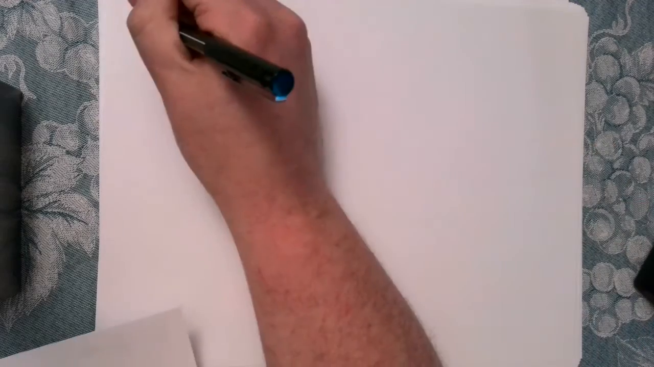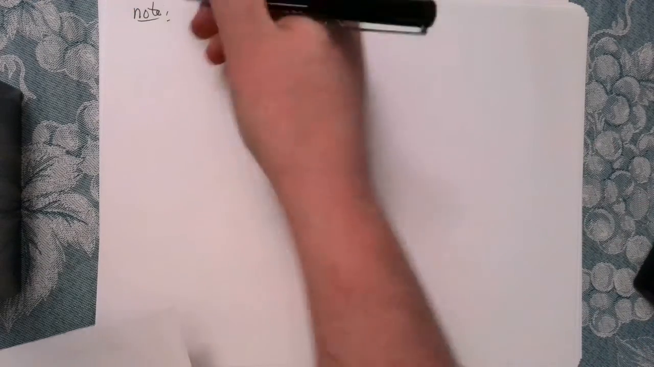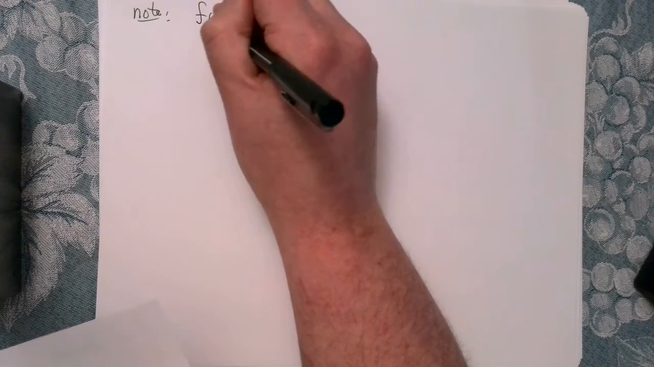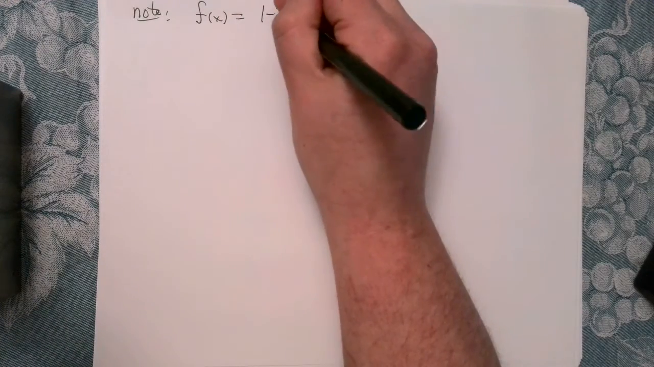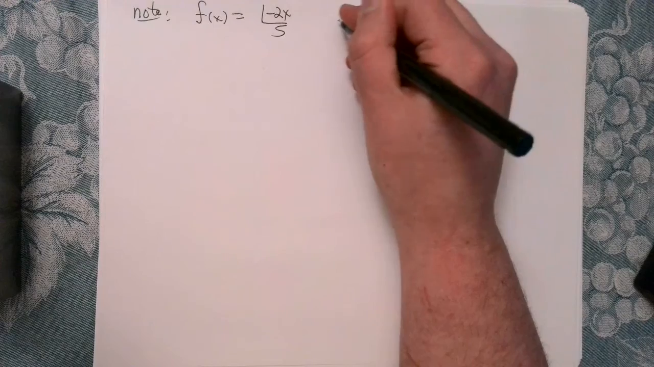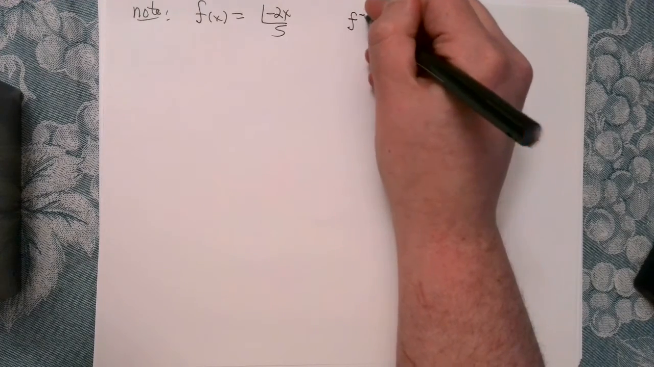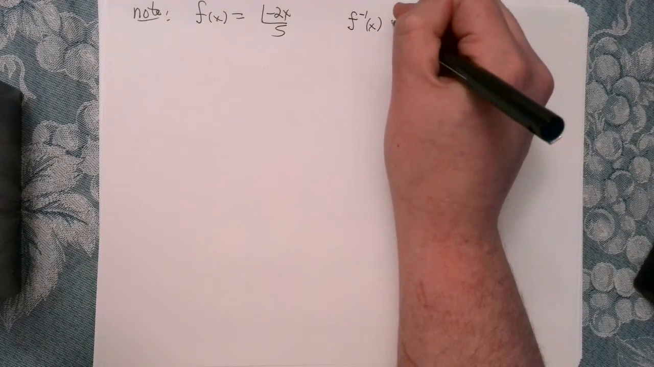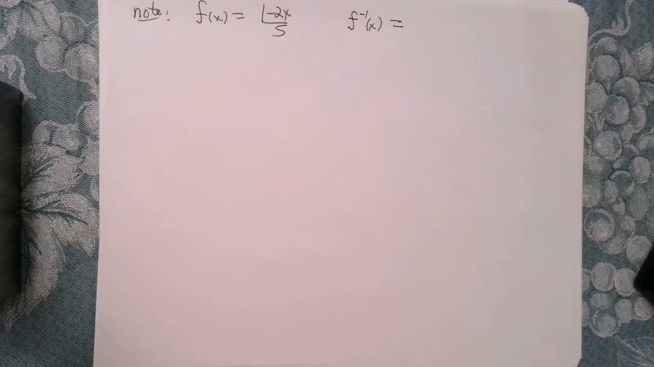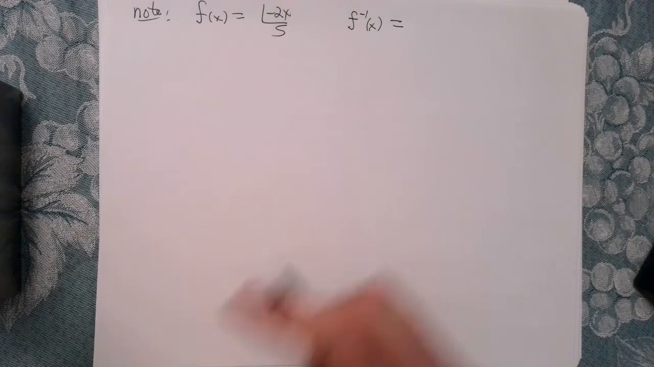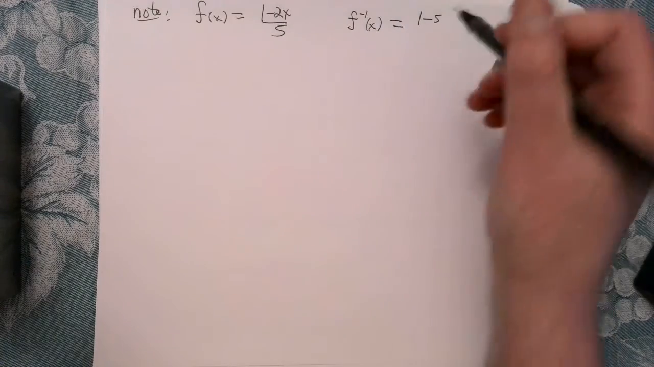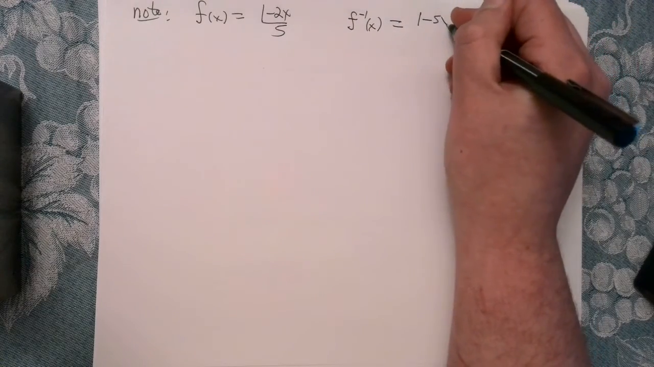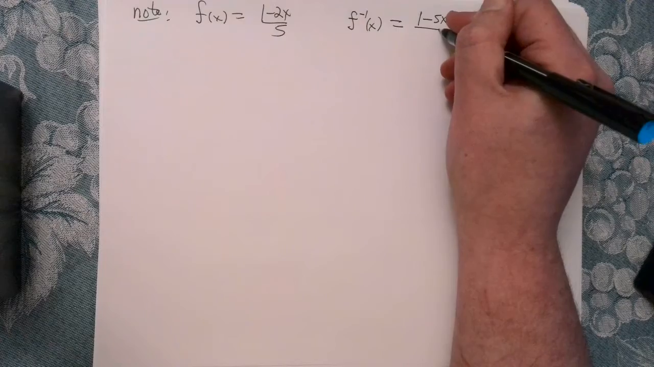And for my sake, let's just note that f of x is 1 minus 2x over 5. And we said that what we're claiming is f inverse, and we're about to prove that it really is, we said that f inverse was 1 minus 5x over 2. Now, don't always think that these two just interchange. We do have to go through the algebra.